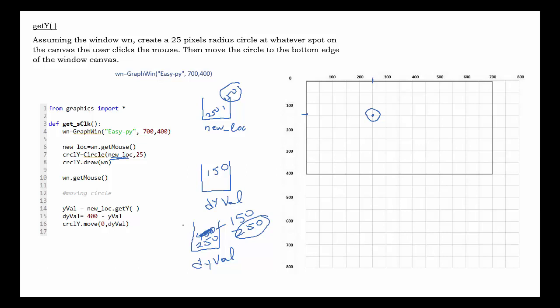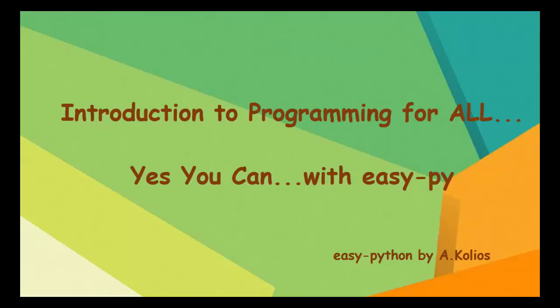And then line 16 says the object called circle_Y, go and move 0 along the x, and dyval, or 250, along the y. So it will move about 250, from 150 to 400, and the system will rest the circle_Y now at the bottom of the window. And that's all it is. Thank you.